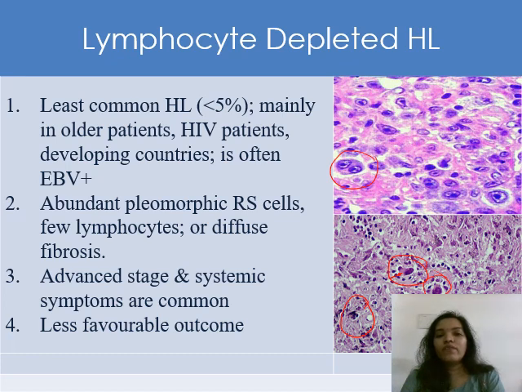This usually presents at an advanced stage with systemic symptoms and a less favorable outcome. So among all the types, the one having the worst prognosis or very bad outcome is the lymphocytic depleted type.